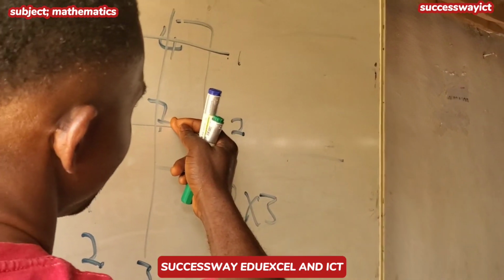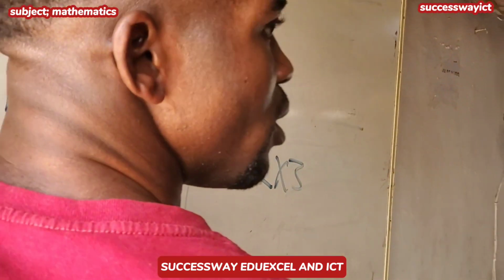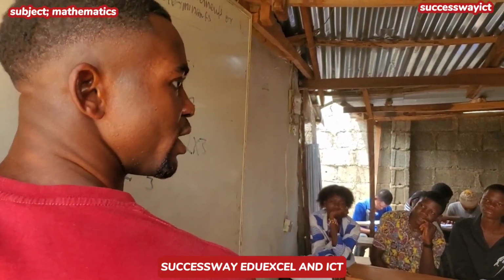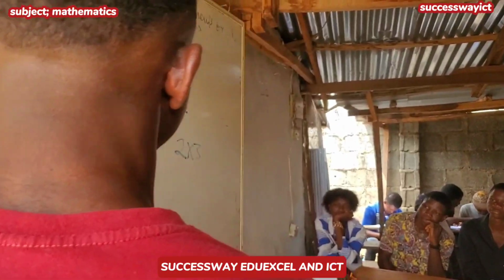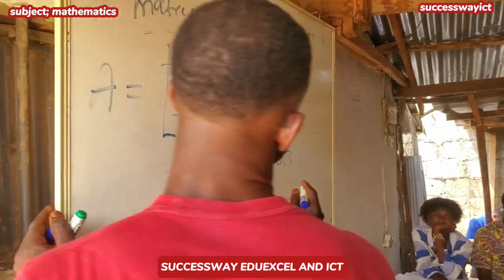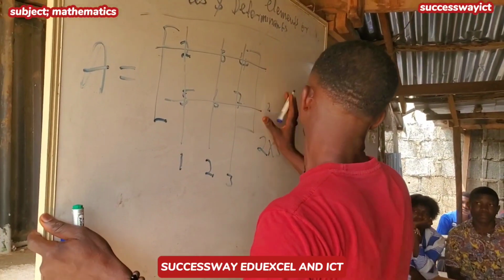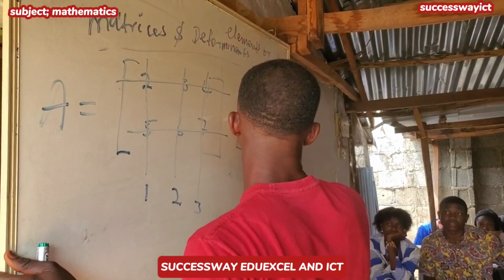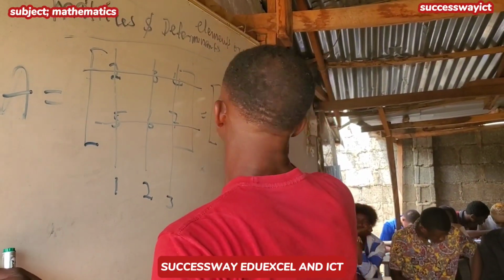What about 7? Second row, third column, isn't it? Which is translated this way. For those of you behind, we can have it translated like this.